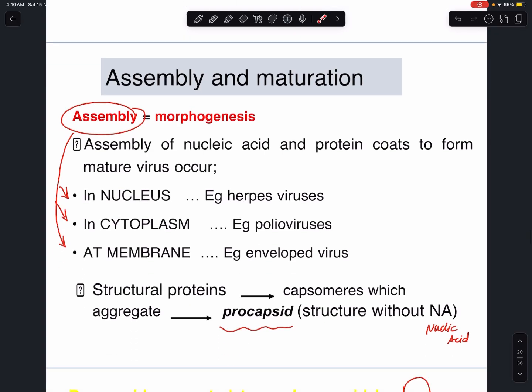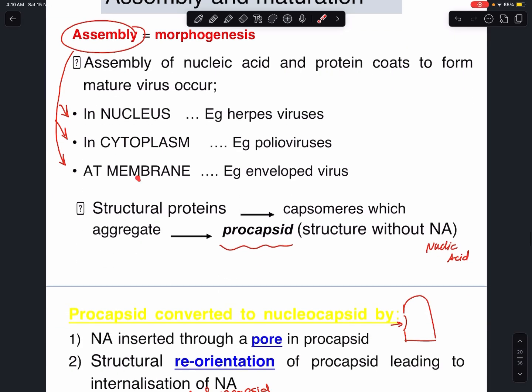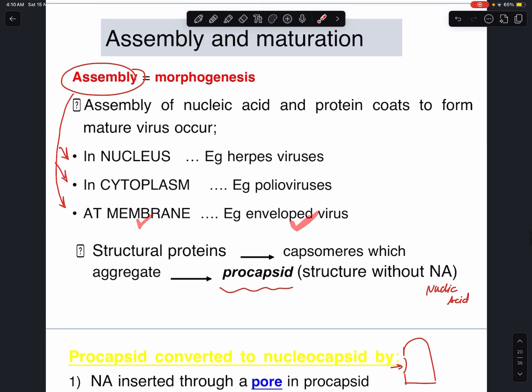Assembly and maturation. Assembly is also called morphogenesis. Assembly of nucleic acid and protein coats to form a mature virus occurs in the nucleus for herpes viruses, and cytoplasm for polioviruses. At membrane for enveloped viruses. I have a simple way to memorize the three.